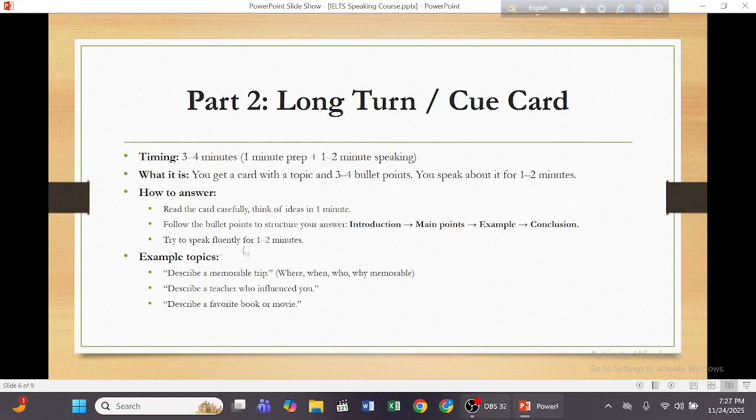Try to speak fluently for 1 to 2 minutes until the examiner stops you, and that's the main important thing. I'm giving here some examples. Describe a memorable trip: where, when, who, why, memorable. The next one is describe a teacher who influenced you. Describe a favorite book or movie. Just try to read more and try to understand, and then create some memories or generate some ideas so that you can be as fluent as you want.